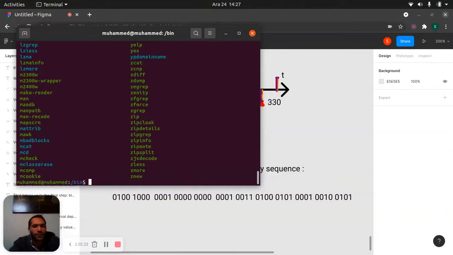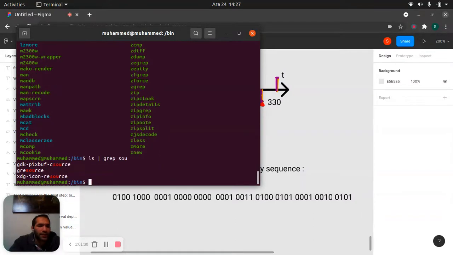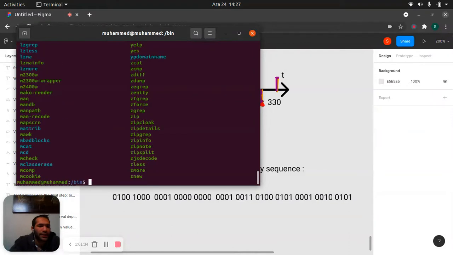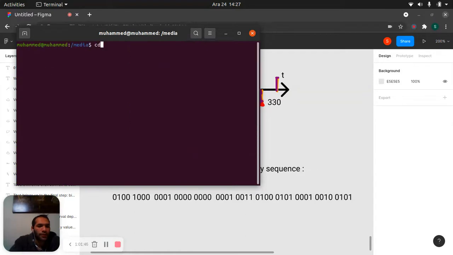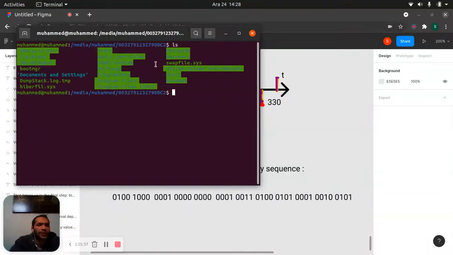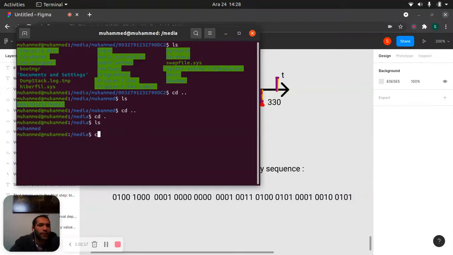Okay, let's try to find maybe a sound file. No, really, there is no sound file. Okay, I think let's go into media. I think it's the same again, and some numbers there. Ever file, drum stack, log, swap files, program files, program data, OneDrive. Let's go back and let's go back again.